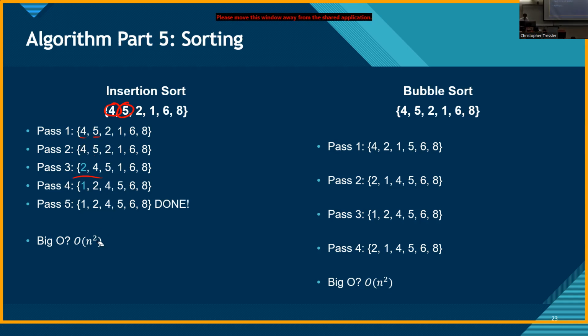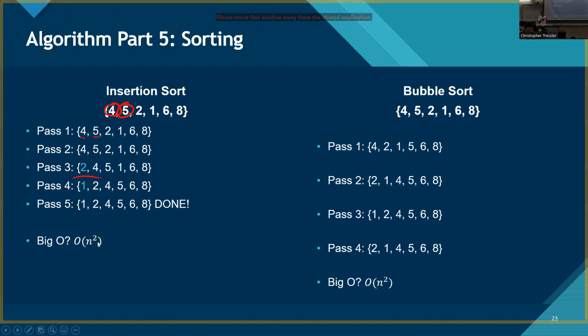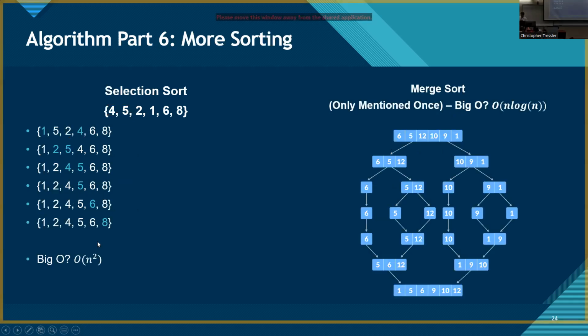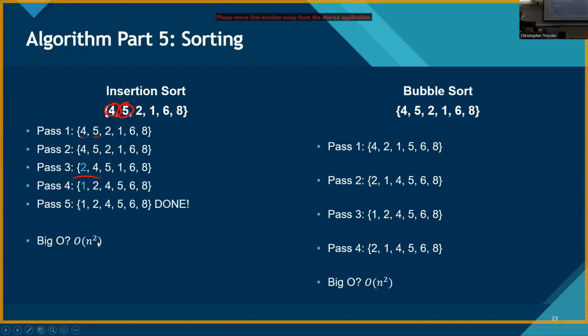Merge sort, I do have a picture of merge sort in this presentation. We can go over it. I don't think we're going to need to know merge sort extensively. I think the biggest thing with merge sort is to know that its time complexity is n log n. That's the only thing I think we'll need to know. I posted a picture of that because I do not feel like fully explaining it.